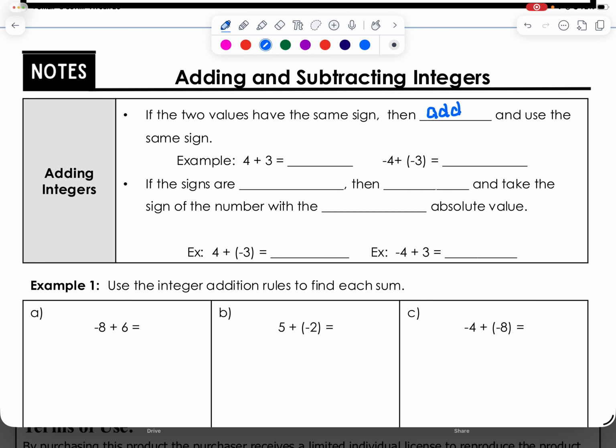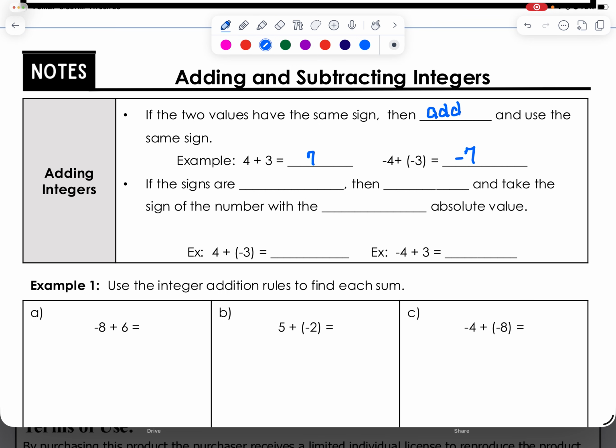So for example, we have positive 4 plus positive 3. We add them up. Since our two numbers were positive, our answer is positive. What if both of the numbers are negative? Well, you still add them up, but because they're both negative, your answer has to also be negative.